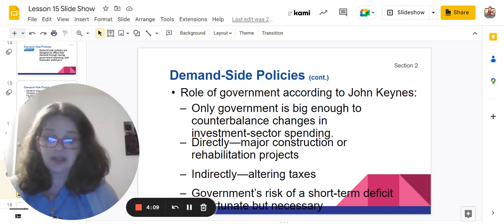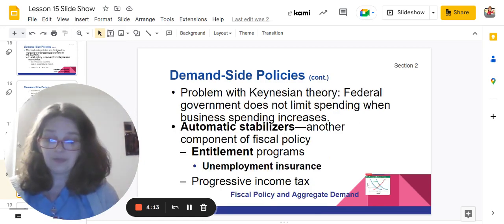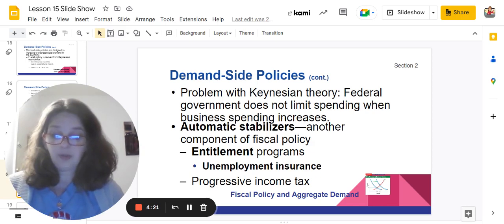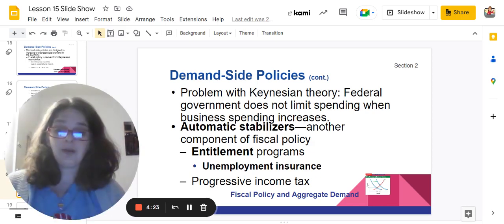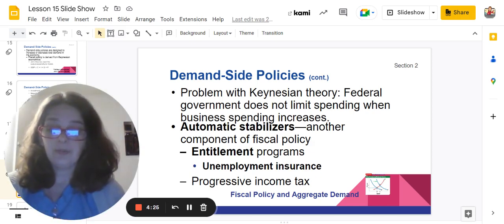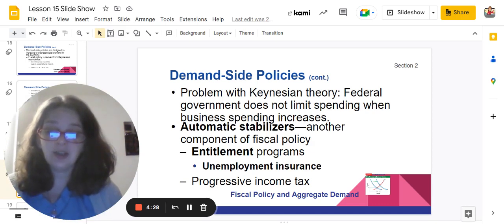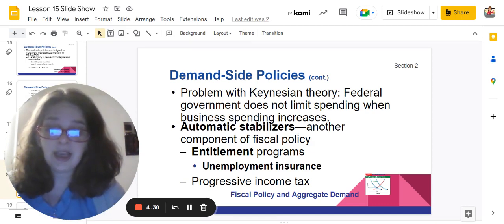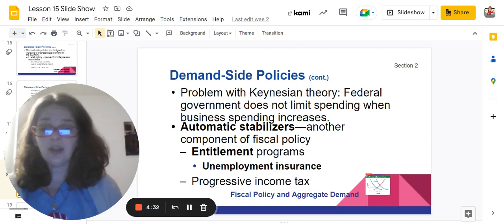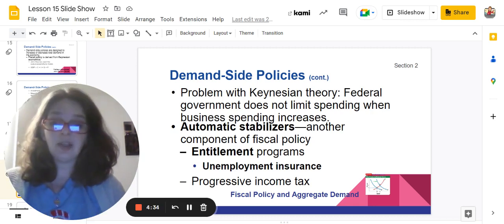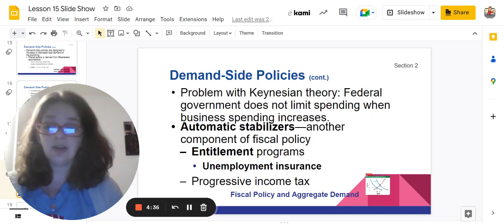A key component to demand-side policies is automatic stabilizers. Automatic stabilizers automatically trigger benefits if changes in the economy threaten income. These include unemployment insurance and some entitlement programs. Recognition, legislation, and implementation lags prevent the government from responding to economic issues as quickly as Keynes envisioned.